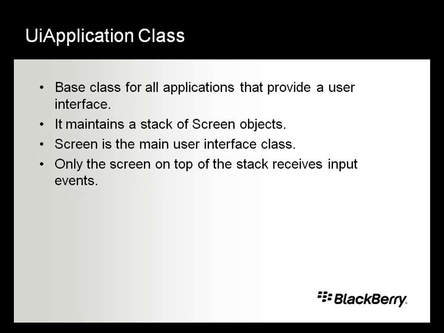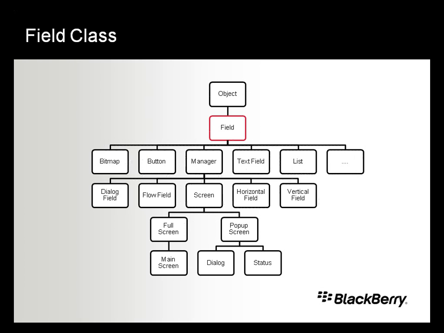UI application class is a base class for all applications that provide a user interface. UI application maintains a stack of screen objects. So the screen is the main user interface class. Only the screen on top of the stack can receive input events. In order to better understand the screen, we have to look at the field class first.